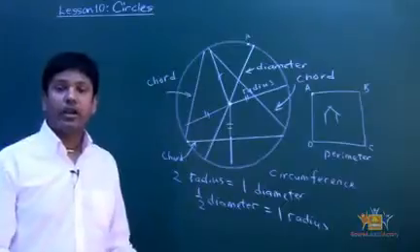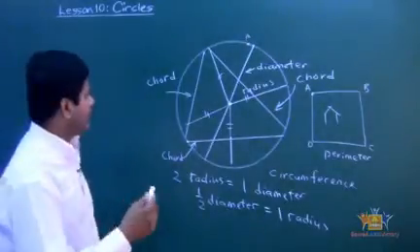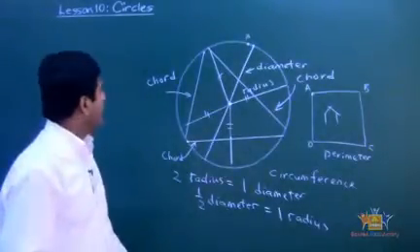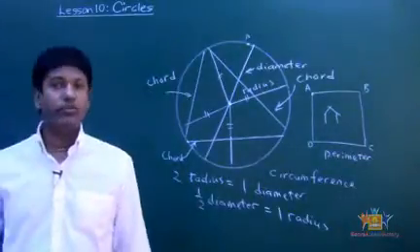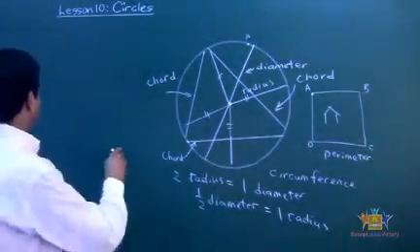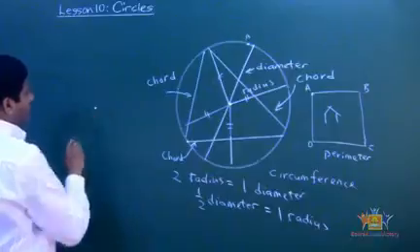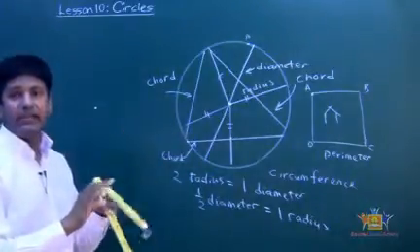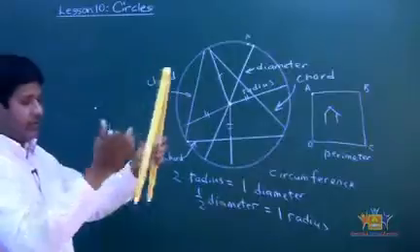Okay, now we want to talk about arc. What is an arc? Let Mr. Mac draw another circle. In order to draw a circle, we have to start with the center point. The point of center, that's the center point. And then we have to have a radius. So this is the radius right there.